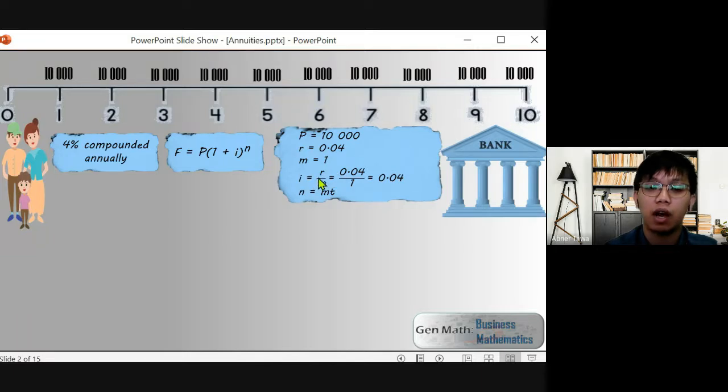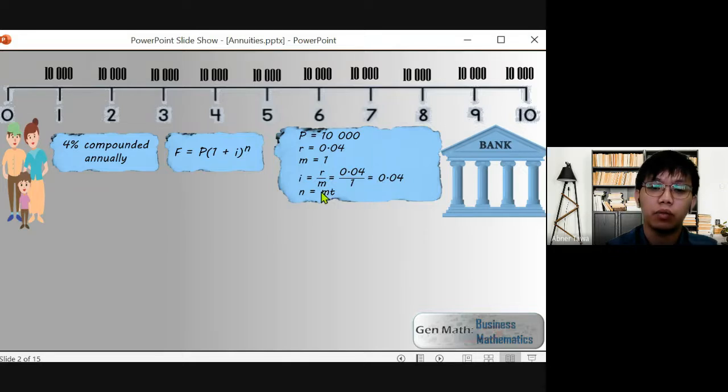That is, i is equal to r over m, wherein our r here is 0.04 and our m will be 1. So 0.04 divided by 1 or over 1 is simply 0.04. So you need to understand that over has the same meaning when we talk about division. So this is 0.04 divided by 1.